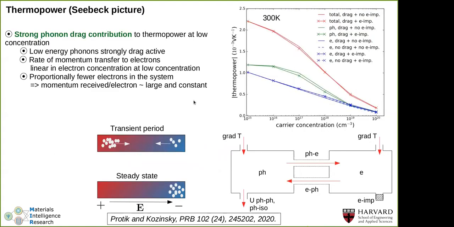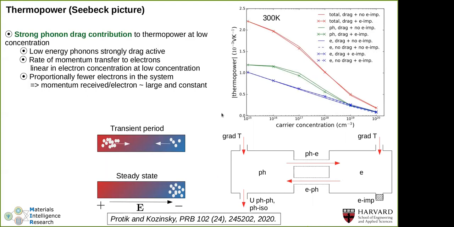Next up, I'm going to look at the thermopower, and I'm going to discuss this in the Seebeck picture. There is very strong phonon drag contribution to the thermopower at the low doping limit. So these green curves right here are higher than these blue curves, which are the electronic contributions. This happens because low energy phonons are strongly drag active, as I've shown before.